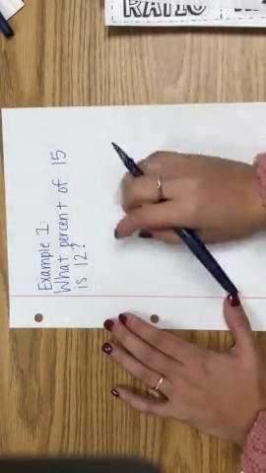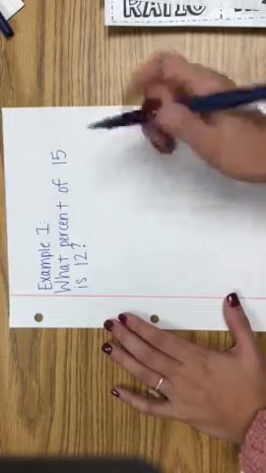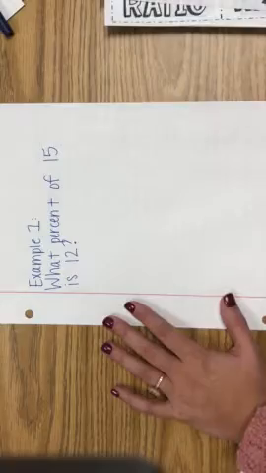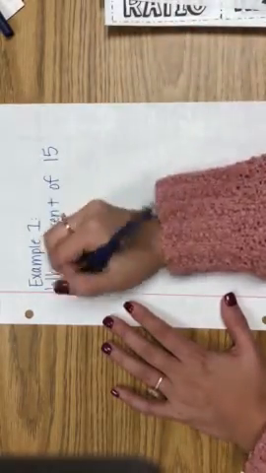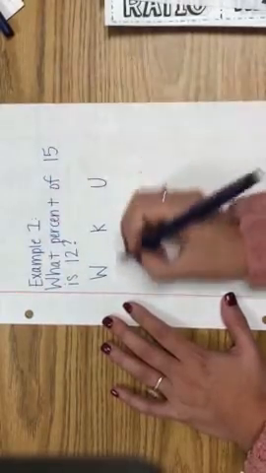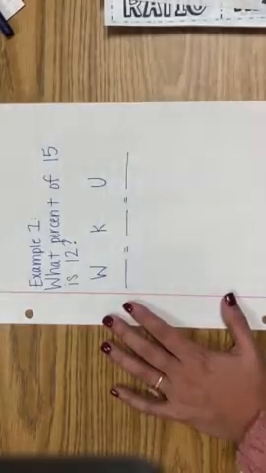All right, guys, so this is the example that you just saw him do, but in case it was confusing, I'm going to show you how to do it using WKU and the cross multiplication that we've been doing in class. So first thing we want to do is go ahead and set up our WKU. You guys know this stands for words, known, unknown.